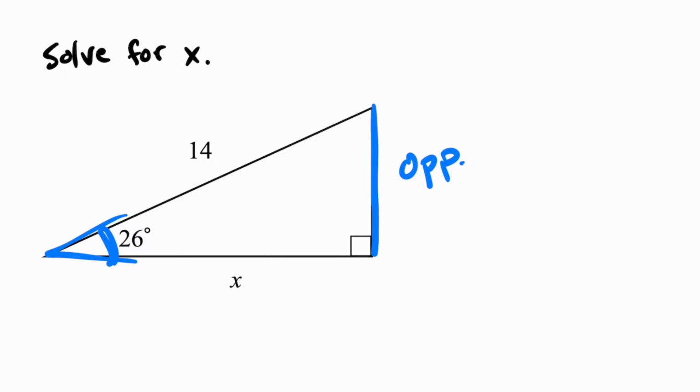Next is the hypotenuse. The hypotenuse is across from the 90. Like we said before, this is 90, so the hypotenuse is across from that. You also know the hypotenuse because it's always the longest side in the triangle. So I'll label it HYP for hypotenuse. And that leaves the adjacent side, which is X in this case.